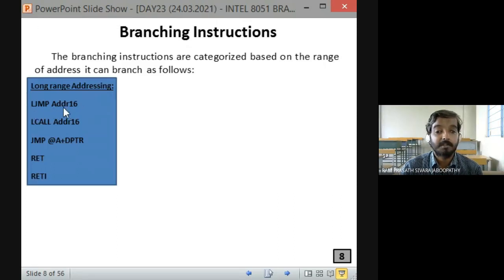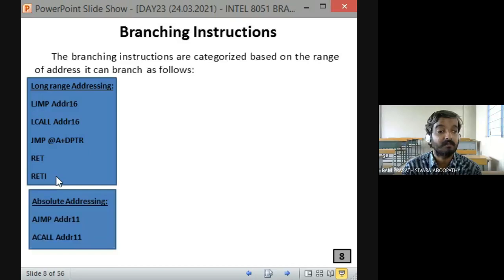LJMP, it must be provided with a 16-bit address. Then LCALL, it must be provided with a 16-bit address. Then JMP, here the branch address is calculated by the sum of accumulator and the DPTR register. So based upon the value of accumulator and DPTR, your program execution is going to be transferred to a particular memory location. Then RET, then RETI. These are the instructions we are having.